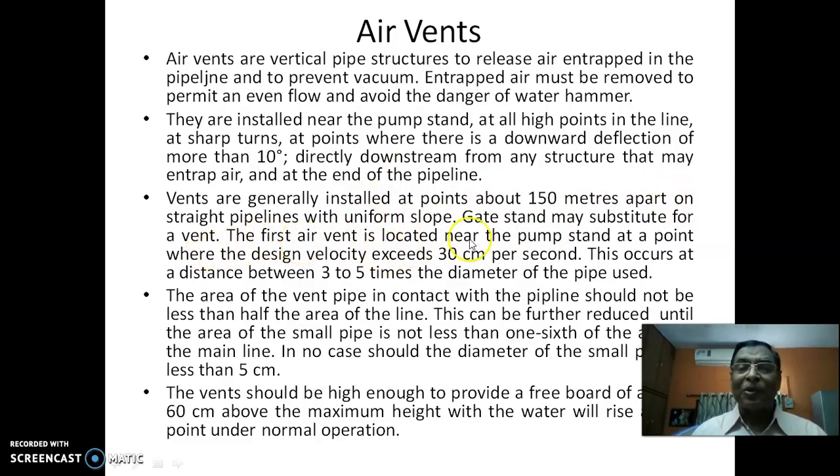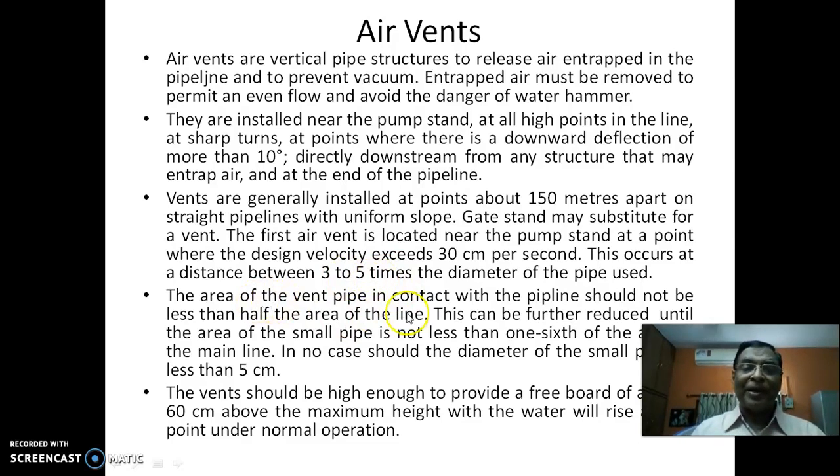The first air vent is located near the pump stand. We have seen the pump stand at the beginning. The first air vent goes immediately after the pump stand, and the next air vent should be provided at a point where the design velocity exceeds 30 centimeters per second. When you are calculating velocity, keep this in mind. Where it exceeds 30 centimeters per second, you will provide an air vent. This occurs at a distance between 3 to 5 times the diameter of the pipe used. That is a rough estimate.